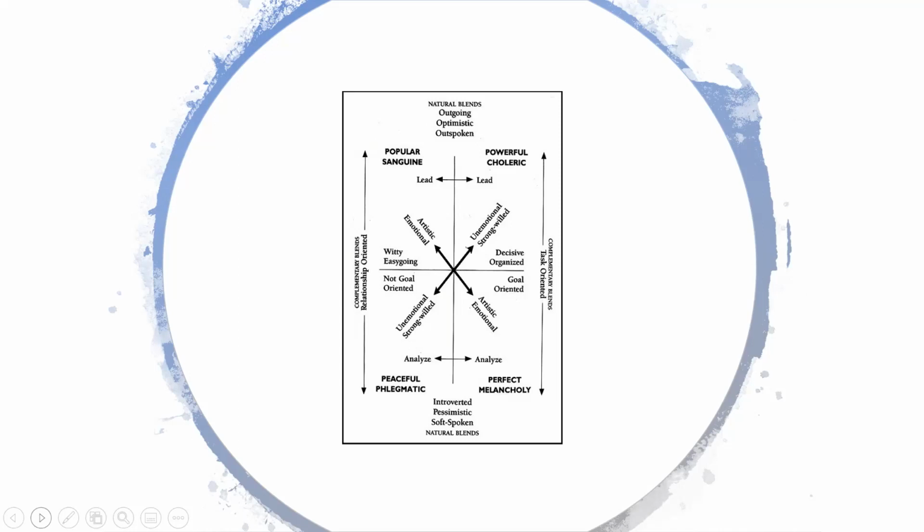Now we see as we move from the D that this can be combined also with another blend that is called our complementary blend. So if we have our DC, this is a complementary blend. It's complementary because they have even more things to balance each other out. Because the D is outgoing, optimistic, and outspoken, while the C, perfect melancholy, is introverted, pessimistic, and soft-spoken.